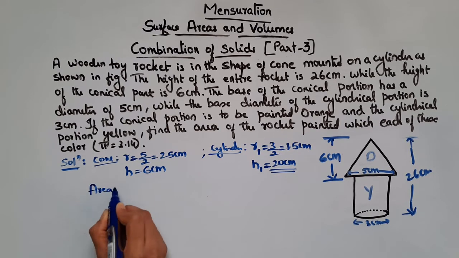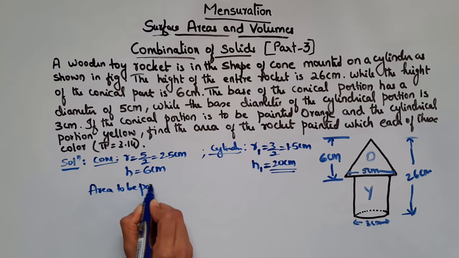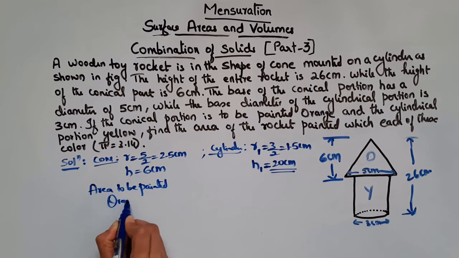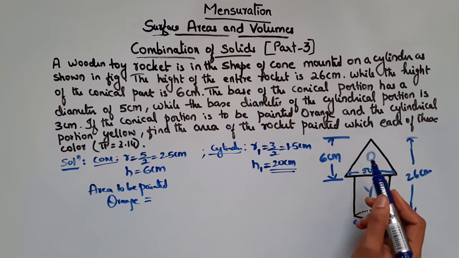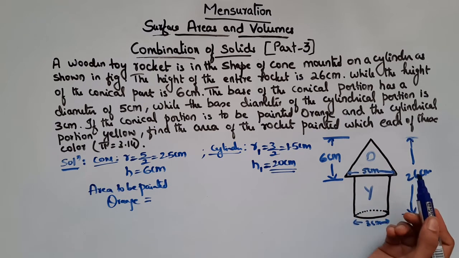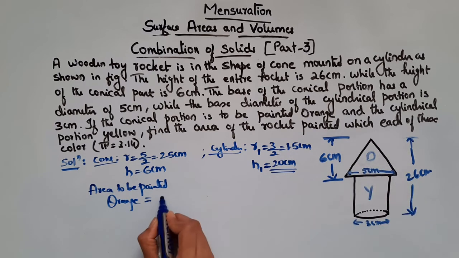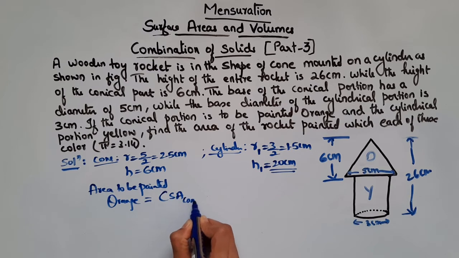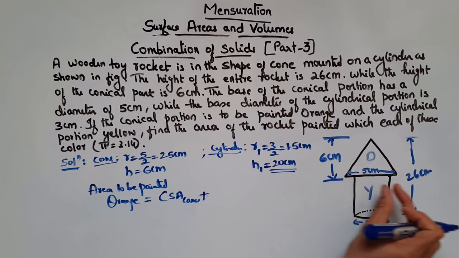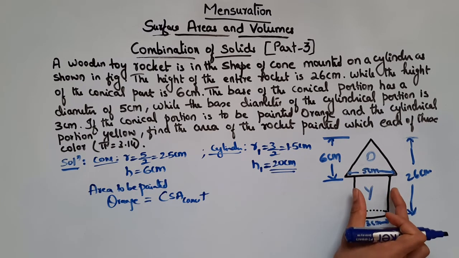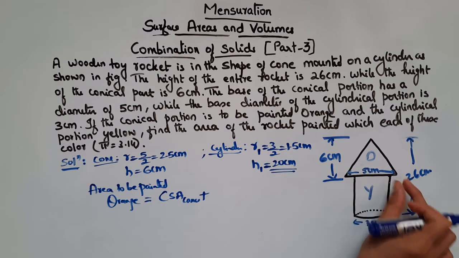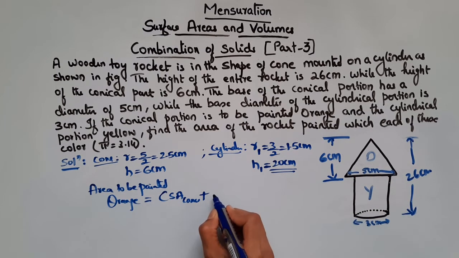So area to be painted orange is equal to, we know orange is for this conical part, right? So we are painting to the surface of the conical part. So what all you can see, that's the curved surface area of the cone. So curved surface area of the cone, plus we can also see this small part. What is this? From the base of the cone, if you subtract the base of this cylinder, that will give you this part, agreed? So from the base of the cone, we know base of the cone is circular in shape. So therefore pi r square, right?